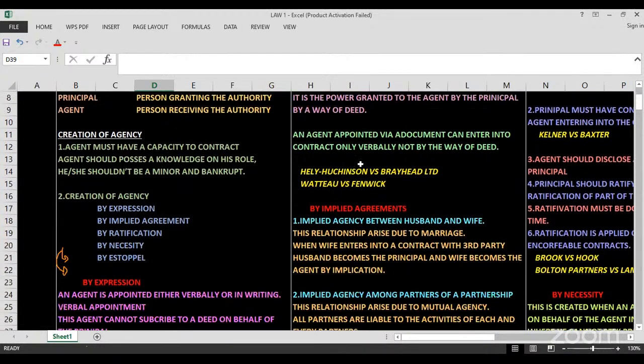Now, there are two case laws related to this topic. One is Hely-Hutchinson versus Brayhead Limited, and the other is Medica versus Spain. Now I'll explain that case.